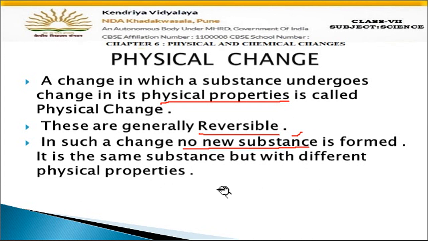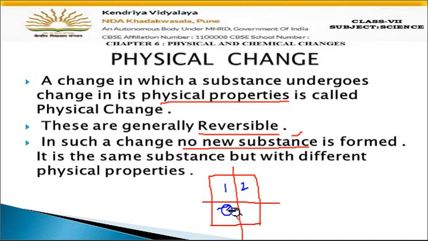Sometimes the size can be changed, sometimes the color can be changed. Suppose I give you one example: this is a sheet of paper which you tore into four pieces, right? Before it was one piece, now you have made four different pieces. Now this is also paper, this is also paper, this is also paper, this is also paper. No new substance. These are papers only, but the size is decreased.